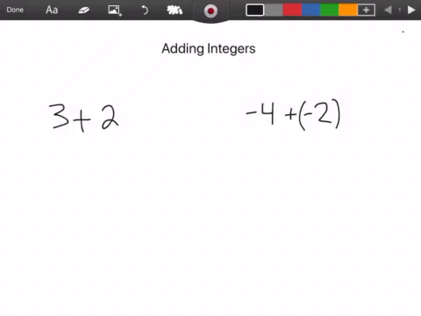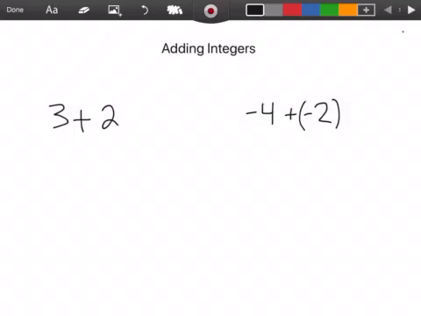Video is over adding integers. I'm going to show you how to add integers using two colored counters, and then we're going to lead that into the rules that we use for adding integers. So remember, integers are positive and negative whole numbers, no decimals, no fractions.